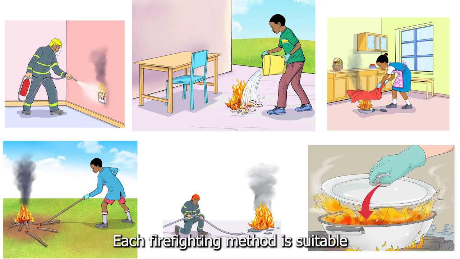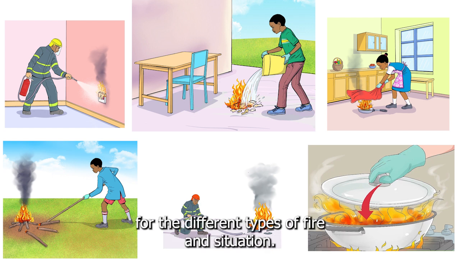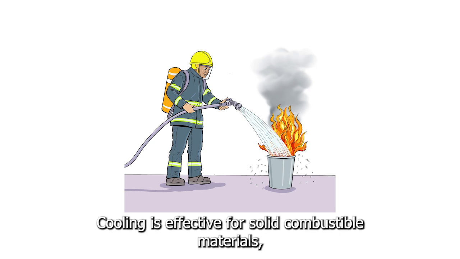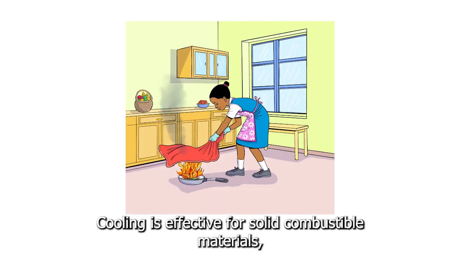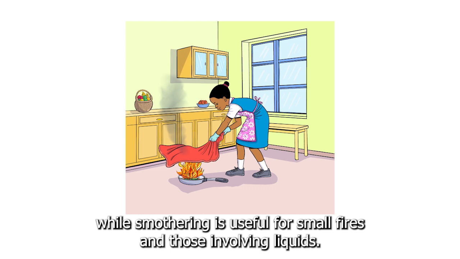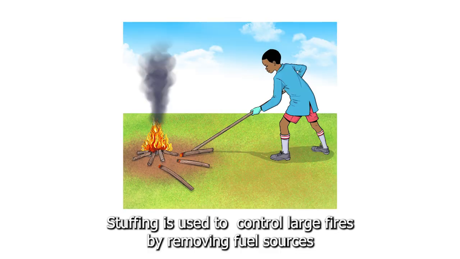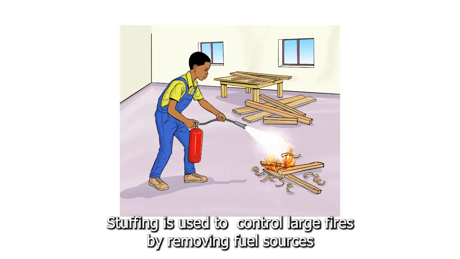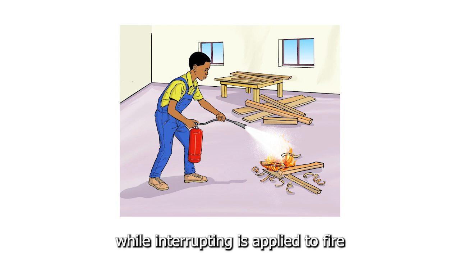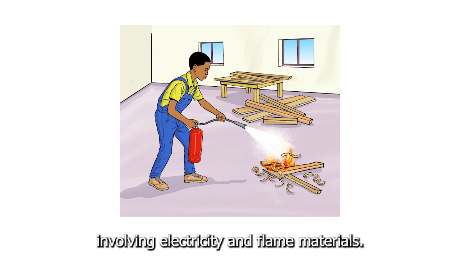Each firefighting method is suitable for different types of fire and situations. Cooling is effective for solid combustible materials, while smothering is useful for small fires and those involving liquids. Starving is used to control large fires by removing fuel sources, while interrupting is applied to fires involving electricity and flammable materials.